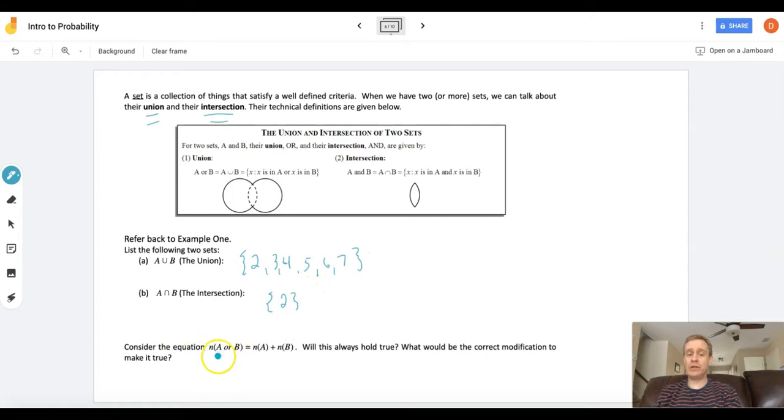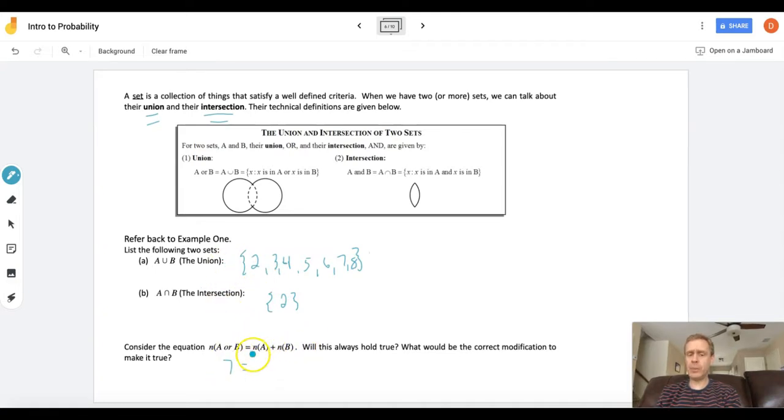So now let's consider this equation here, which stands for the number of elements in the union of our sets A or B. Does that equal the number of elements in just set A plus the number of elements in just set B? Well, if we go back to our example 1, the number of elements in the union of our sets A and B, well, that's right here. And actually, sorry, I'm missing an element. So the number of elements in this union was 1, 2, 3, 4, 5, 6, 7. So there's actually 7 outcomes in that union.